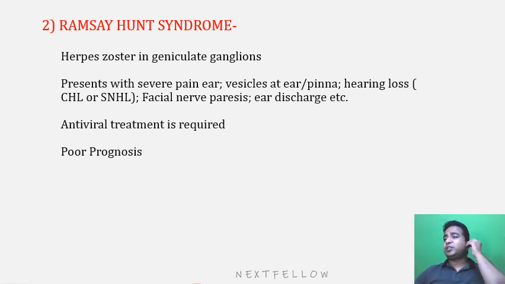So we have to think, if the patient has severe pain with vesicles of the pinna, sensory neural hearing loss with facial palsy, and an ear discharge which is not benefiting from antibiotics, we must think of Ramsay-Hunt syndrome. And in that case, we have to give antiviral treatment. Treatment should be aggressive. If we are using acyclovir, we have to use higher doses. Generally, this syndrome has a poor prognosis. But if the patient visits the OPD in the first 1 to 2 days and we start the treatment, then the prognosis can be good.